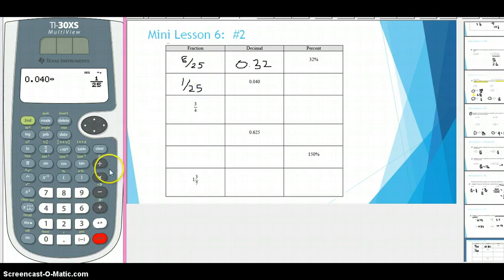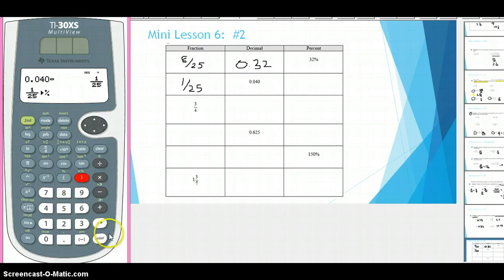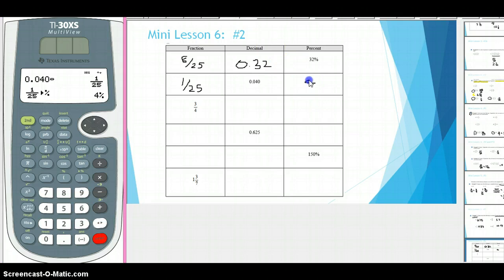And now I'm going to have it change this to a percent. So this button is change to a percent. So it's going to take my previous answer. I'm just going to hit second in that button. And it gives me that this is 4%. And make sure you write your percent symbol on anything in the percent row. That's what makes it equivalent. So this is 4%. That's very different from 4.